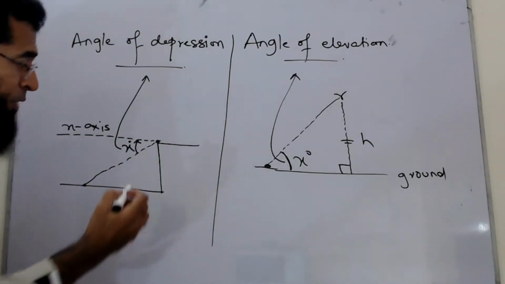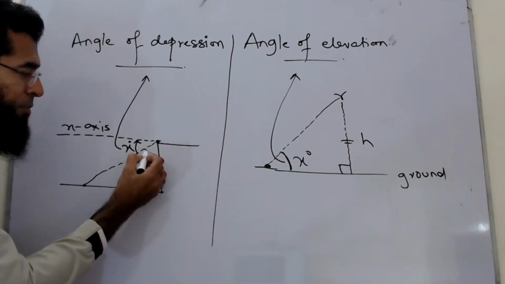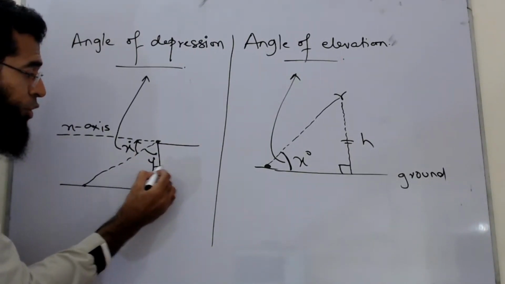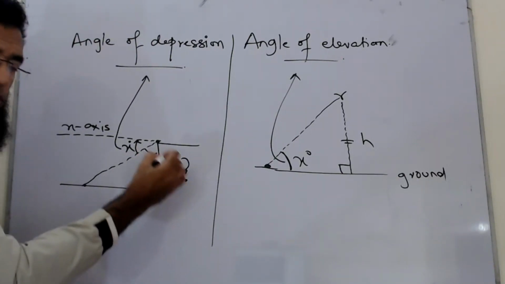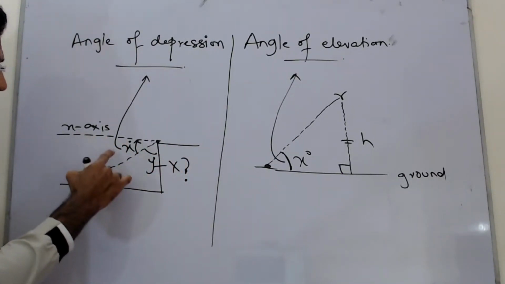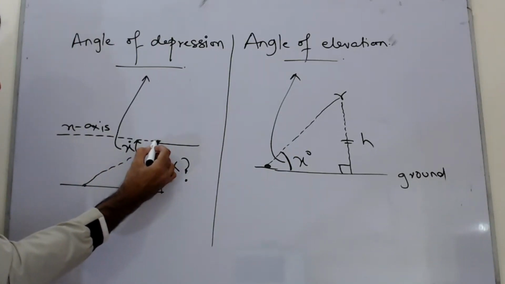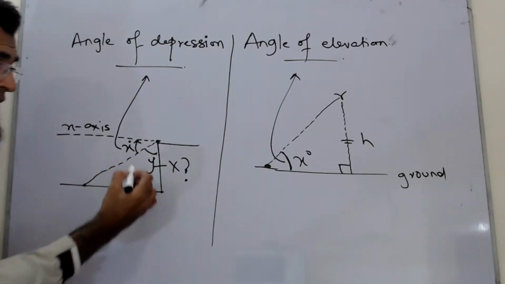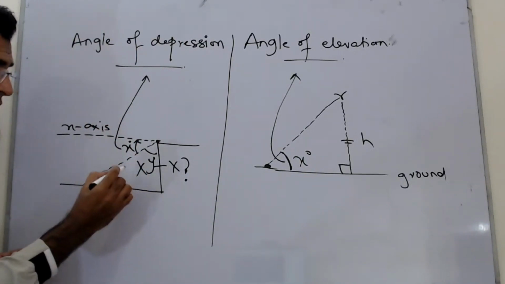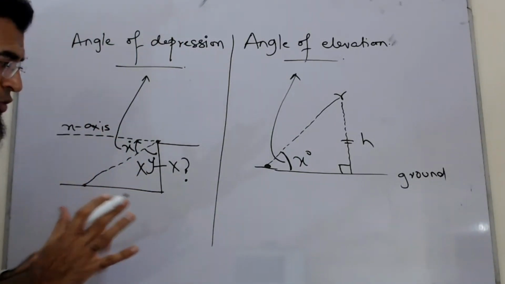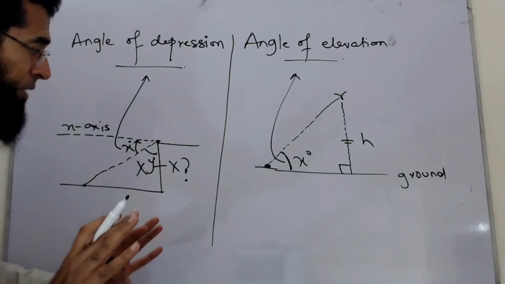They mark the angle with the y-axis, which is wrong, right? Don't mark this. This is not the angle of depression. The angle which the line of sight makes with the x-axis, remember that. This is the angle of depression, not this. This is wrong, right? So I hope this confusion is now gone.